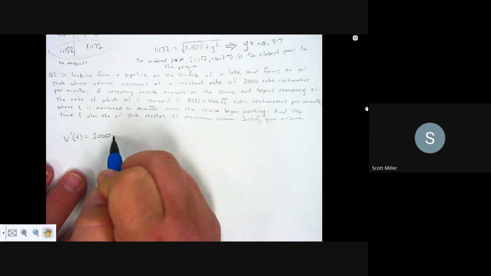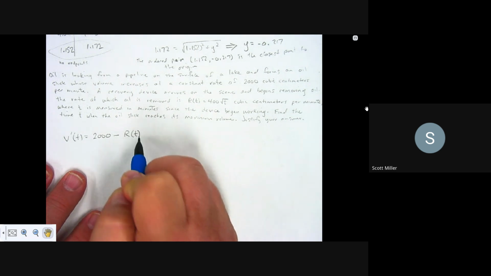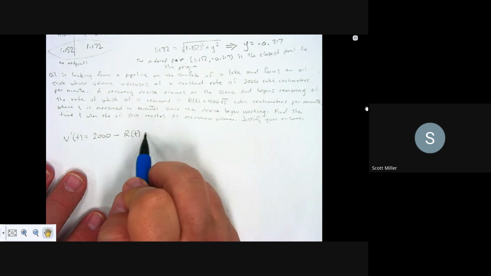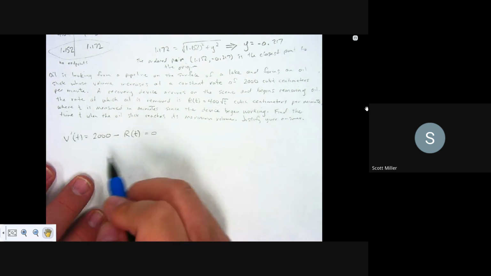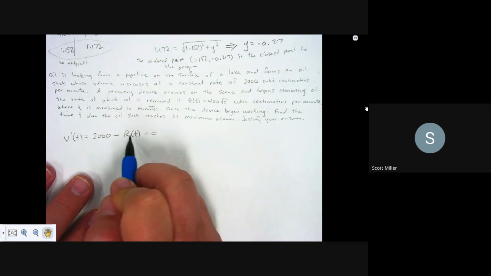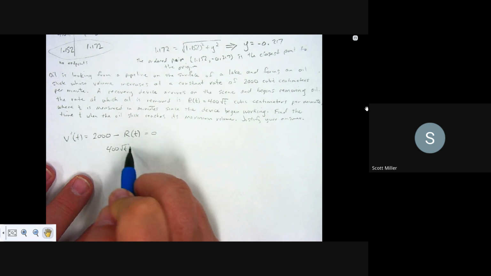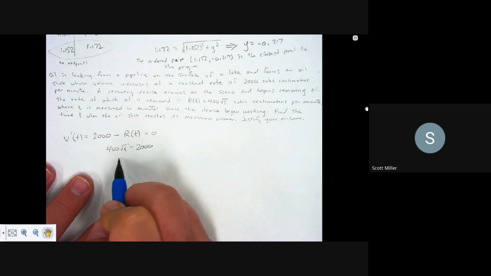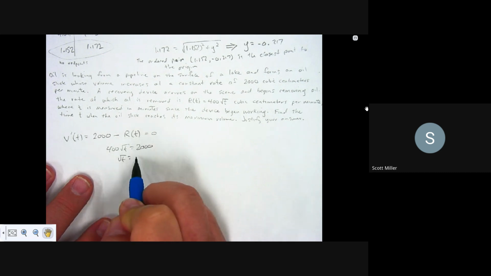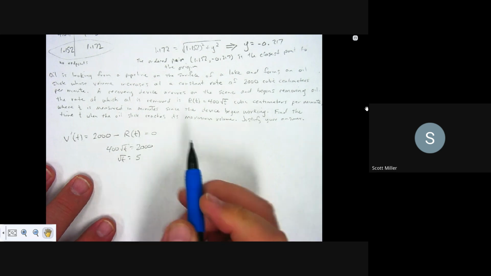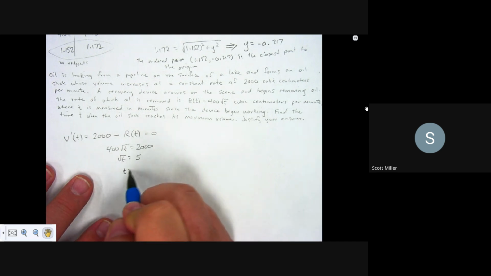So V'(t) is the rate in, 2,000, minus the rate out. I need that to be 0. So we plug our numbers in and work this out. This is the 400 square root of t. So I get 400 square root of t equals 2,000. So the square root of t is equal to 5, and so t must be equal to 25.